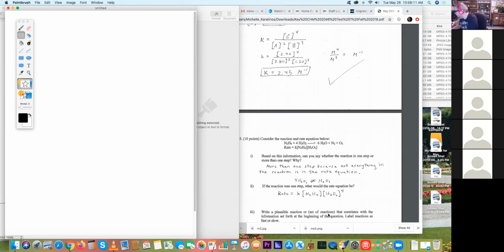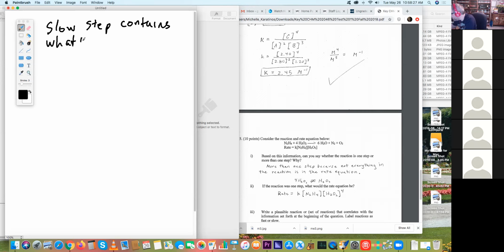The first thing is knowing what's in the slow step, and the slow step only contains what's in the rate equation. That's the first thing. So what I mean by that is the slow step can only contain N2H4 and H2O2, one molecule of each. That's what we know so far.